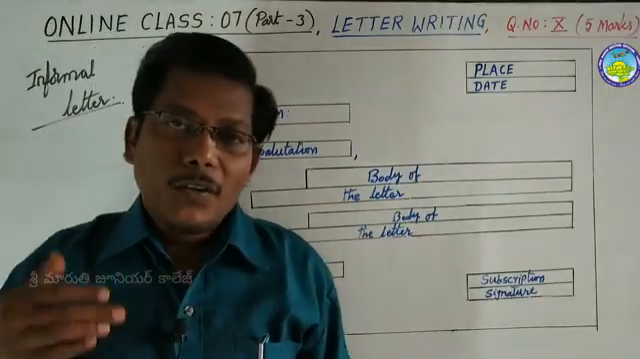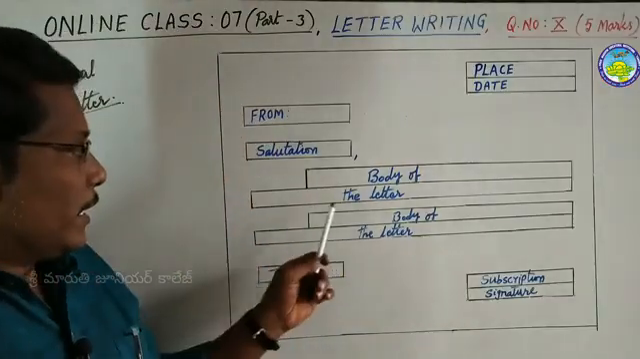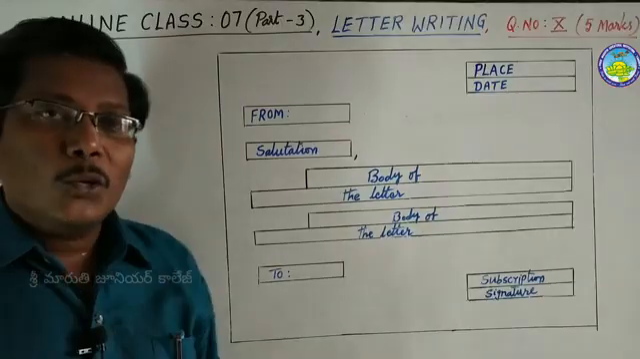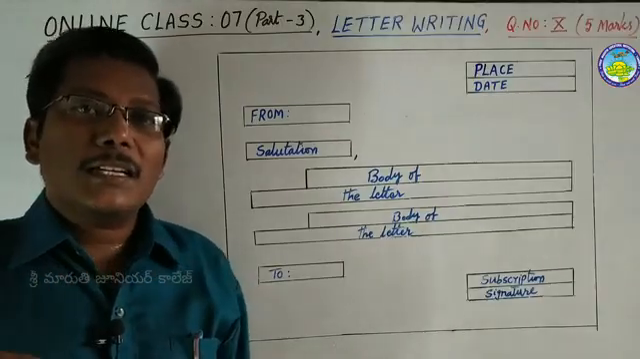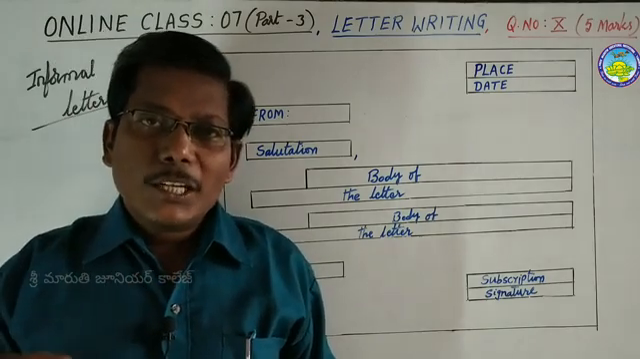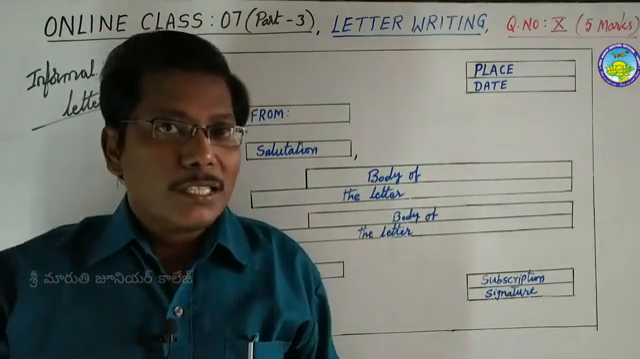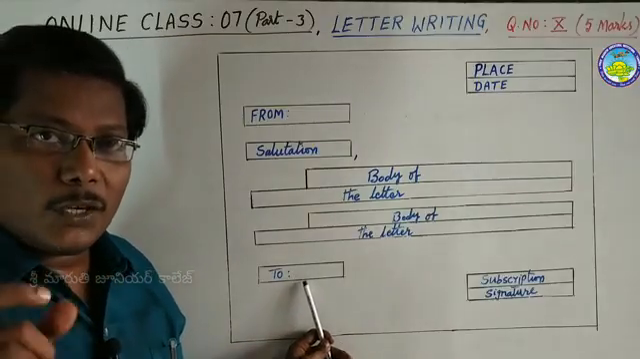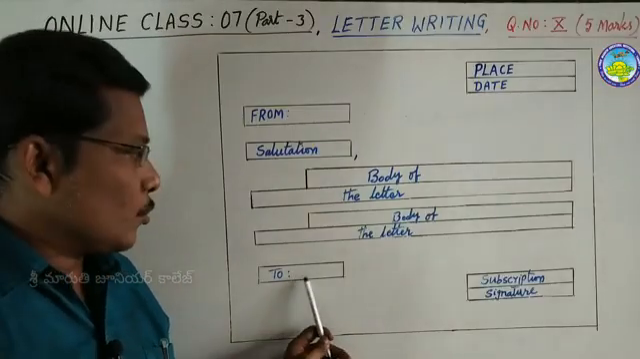Okay, right? After writing the body of the letter, on the right side here we need to write the to address. The to address is nothing but the address of the receiver. For example, if you are writing a letter to your father who is in Vizag, you have to write the Vizag address here, your father's address in Vizag. That is called the to address.